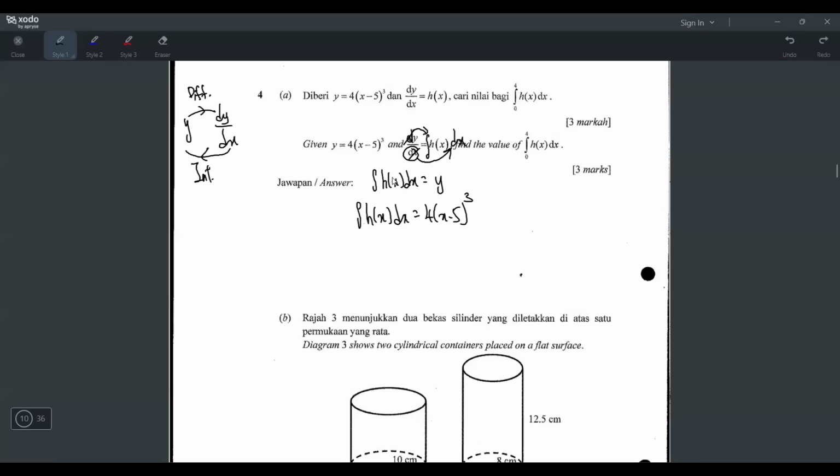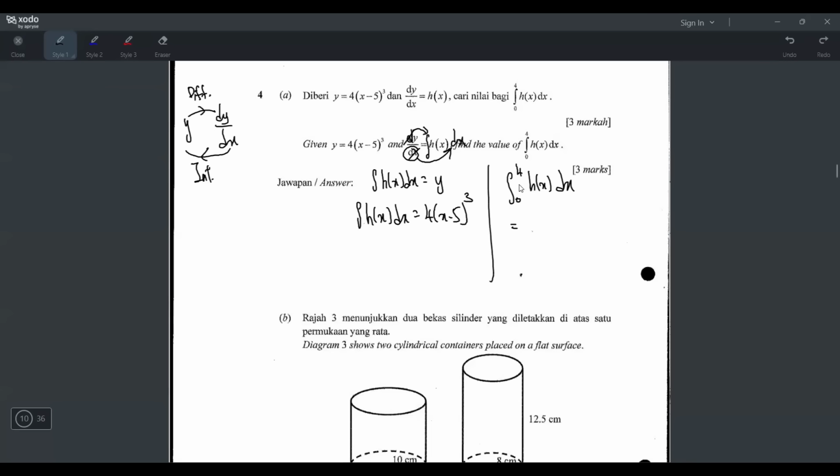Okay, so now we focus on what they want. So they want integrate 0 to 4 of h(x) dx. Did you realize this one and this one is the same thing? The only difference is they put the number here, right? This one has no number, this one has a number. If there is a number, we call it a definite integral. If there is no number, we call it an indefinite integral. So don't worry about the number first.